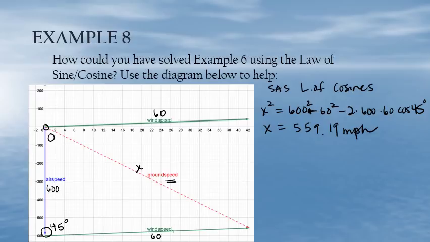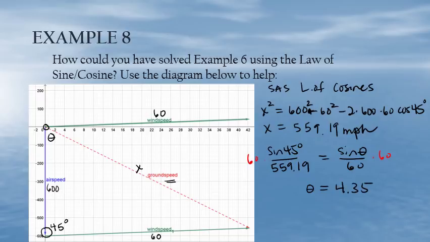So if I let theta be the angle that's inside that triangle, now that I know what the ground speed is, I can say that the sine of 45 degrees over 559.19 is equal to the sine of theta over the side across from it, which is 60. I'm going to multiply both sides by 60, and when I put that into my calculator, I get a theta that is equal to 4.35.